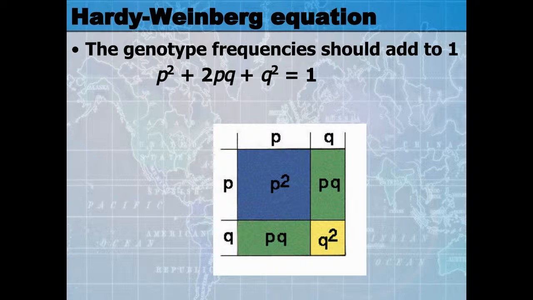Q squared is the frequency of the homozygous recessive genotype. What is the frequency? How do we calculate it from our numbers? 81. Oh, that makes sense, yeah. We need your calculators. And the total of them. Julia? 0.39.